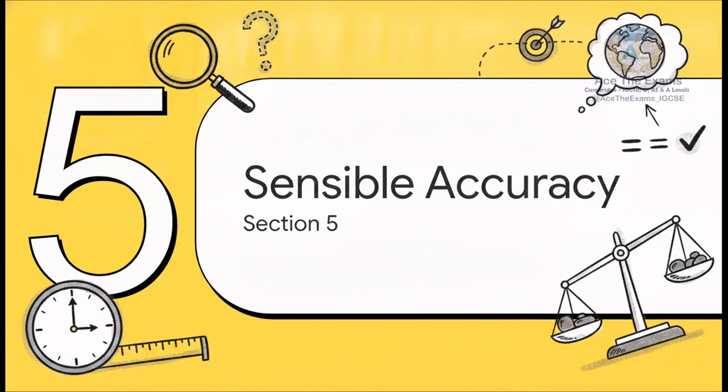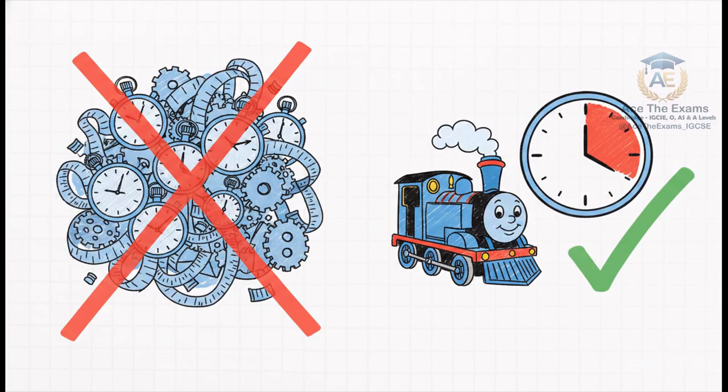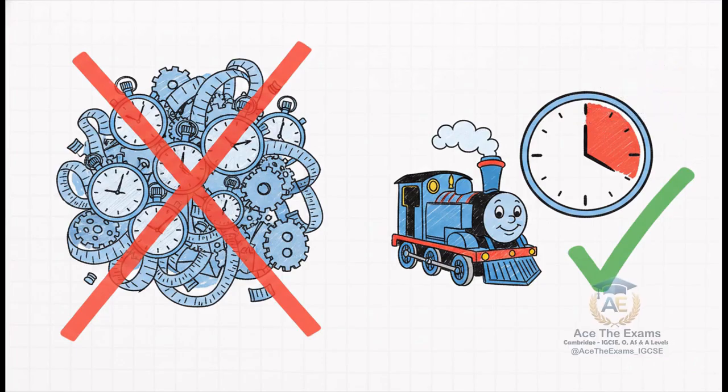Which brings us perfectly to our final section, sensible accuracy. We know how to round, and we know how to estimate. But what exactly does it mean for a final mathematical answer to be sensible in the real world? The source gives a fantastic real-world example for this. It points out that giving unnecessary degrees of accuracy is both unhelpful and honestly illogical in daily life.